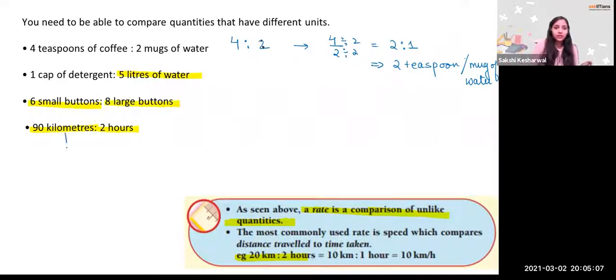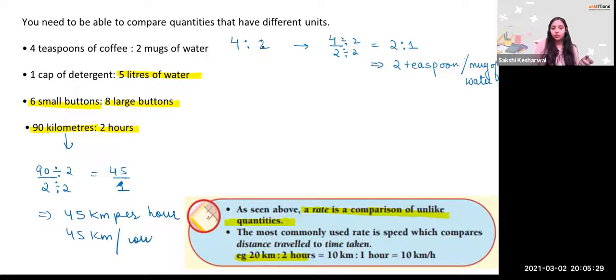So it says that 90 kilometers in 2 hours. So it means 90 upon 2. Divide by 2 and divide by 2, right? So this is equal to 45 upon 1, right? So how are we going to write this? We write this as 45 kilometer per hour. Choice is yours. So what we did is we made the unit in which we want to compare as 1. If you want to compare hour by kilometer, you make the kilometer as unit 1, you divide by 90 on both sides, right? So choice is yours, you can do it either way.